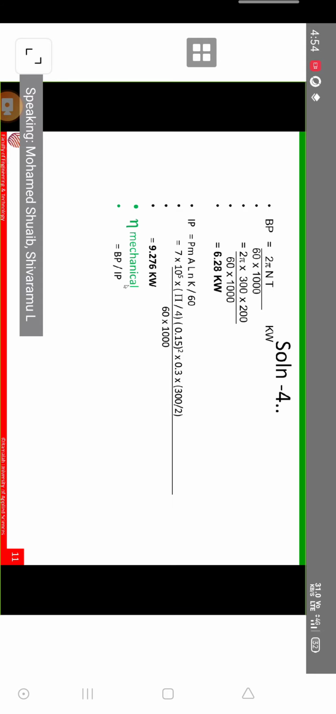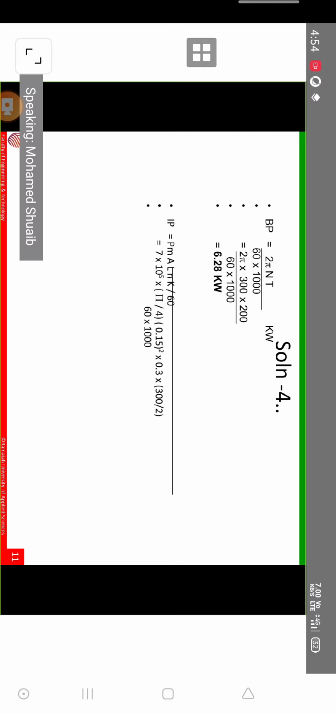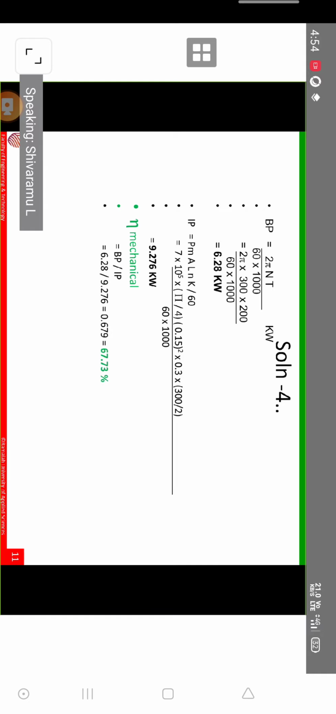Now we need to calculate mechanical efficiency, that is BP divided by IP. Okay, so we know the value of BP and IP. Can you go back to the given? Okay, sir, thank you. Mechanical efficiency will become BP divided by IP. So whatever efficiency you get, convert that into percentage. So the percentage will become 67.73 percent.